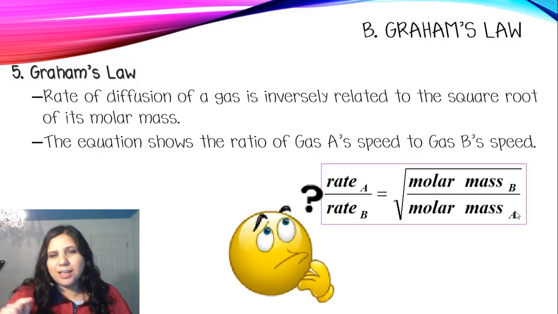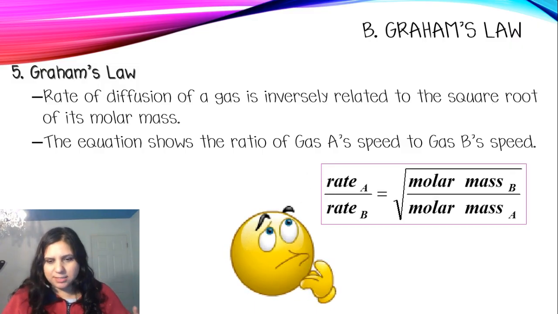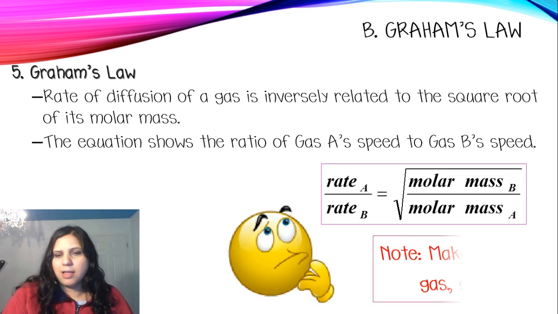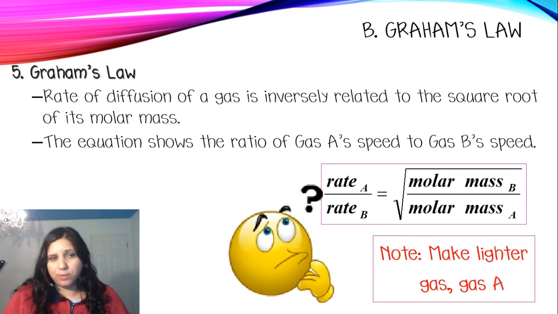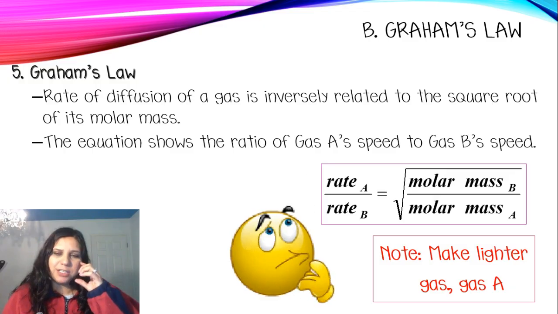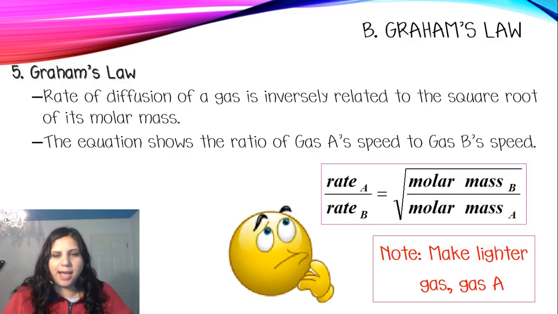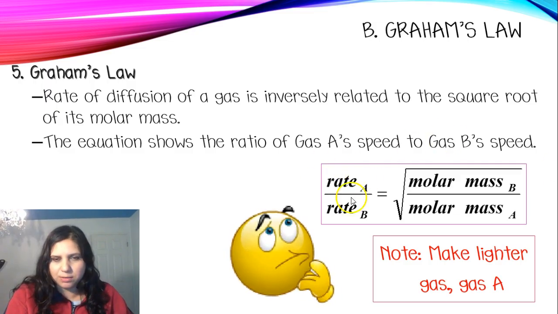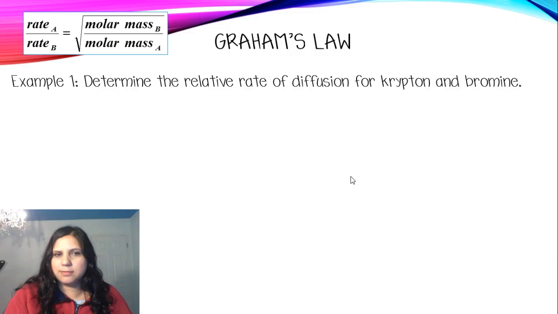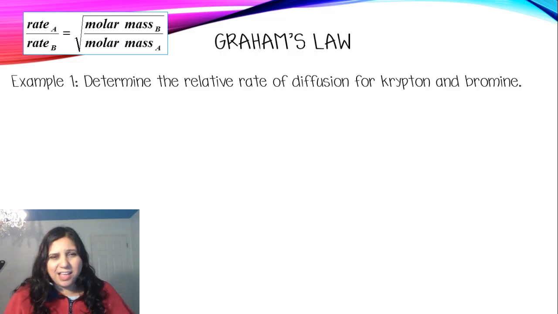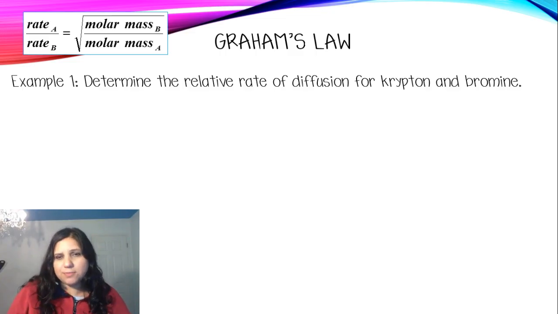One hint, and you're going to have to squeeze this in somewhere, doesn't matter where. When you're working with Graham's law, if you have a choice, it is much easier to make the lighter gas A. So that would be what you would put here. All right, so let's try one. It says determine the relative rate of diffusion for krypton and bromine. Now, if this had said determine the relative rate of effusion, we would use Graham's law too. So it's either diffusion or effusion.